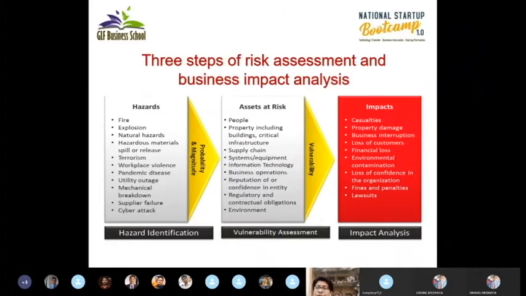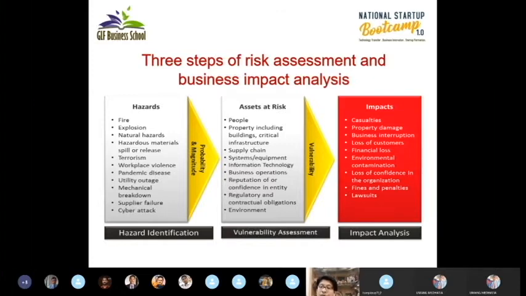Step two, identifying assets that could be at risk. This step consists of identifying which business or external assets might be damaged by one of the hazards listed here. Some common examples are employees, customers, buildings, a business reputation, or even environmental factors.